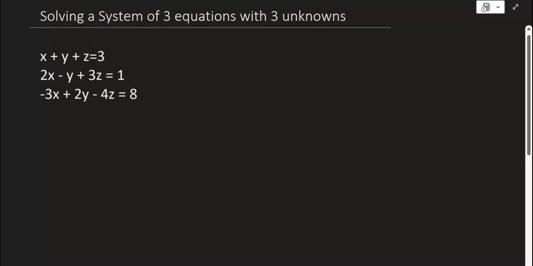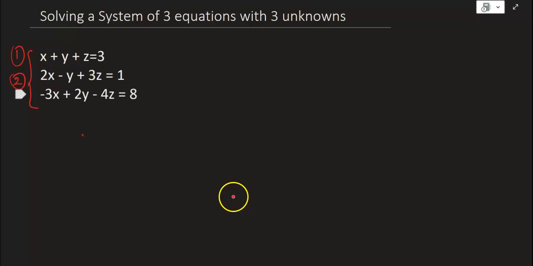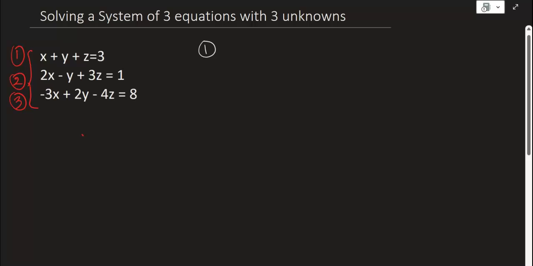So the first thing that we need to do, equation number 2, equation number 3. Out of the three equations with the three unknowns, we are going to make a system of two equations with two unknowns and then solve. So the first step, you're going to add equation 1 plus equation 2.